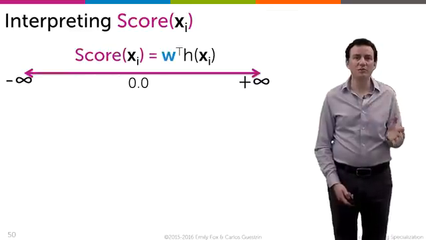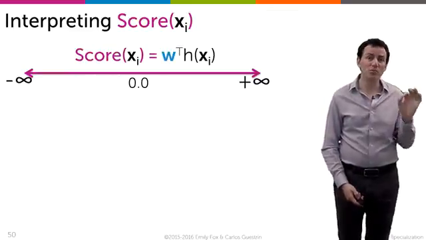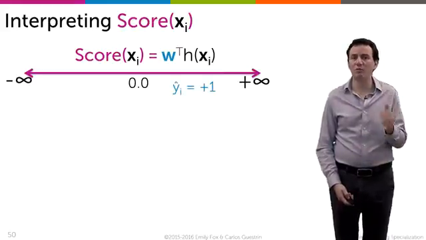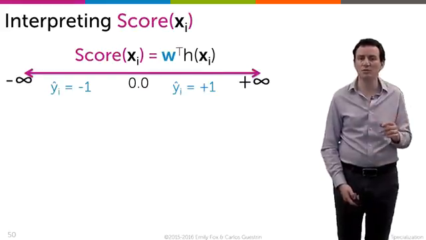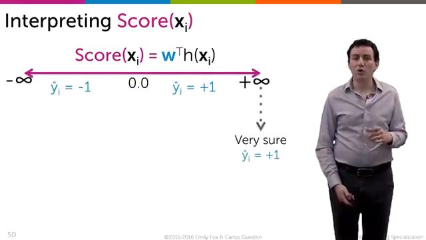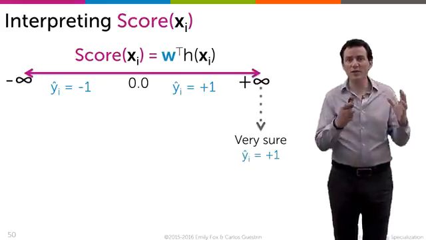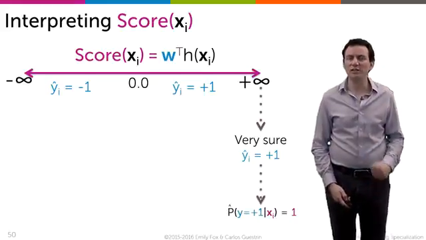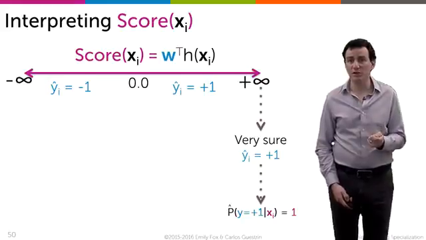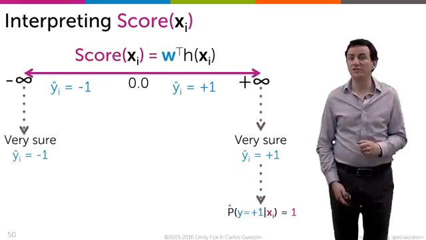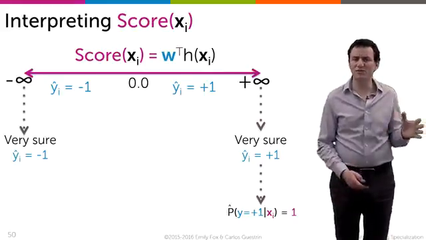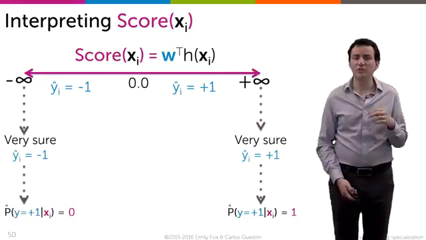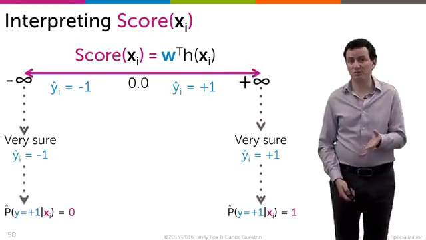In fact, the W transpose H, the score, can range from minus infinity to plus infinity. If it's positive, greater than 0, we're going to output +1, and if it's negative, less than 0, we're going to output -1. Now, what we want to say is if that score is really big, like infinity, then we're very sure that y hat is +1. So we're going to say that the probability that y equals +1, given this input, is 1. On the other end of the spectrum, if the score is very negative, minus infinity, we're very sure that y hat is -1. And then we should output that the probability that y is +1 is 0 for this particular input x.